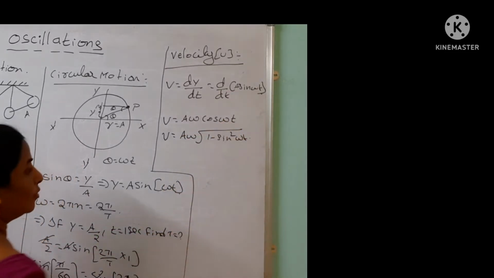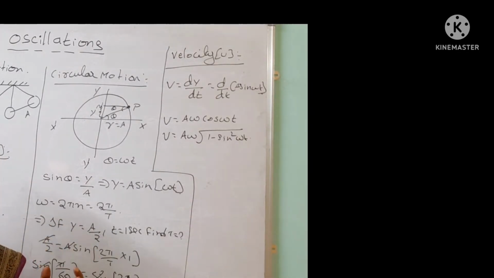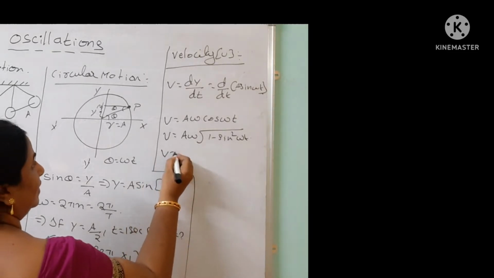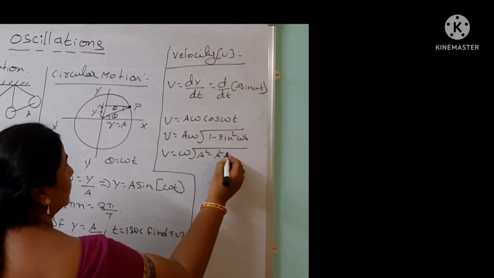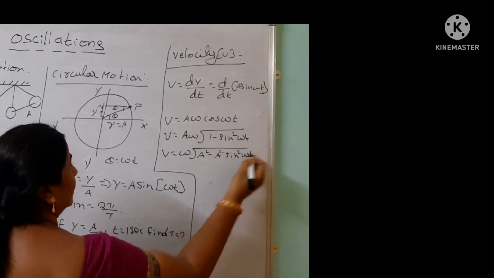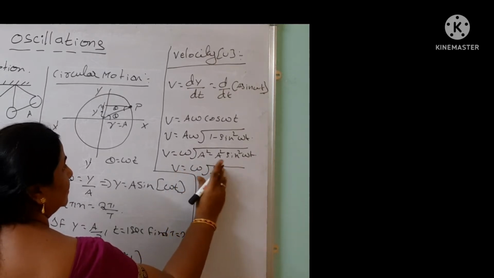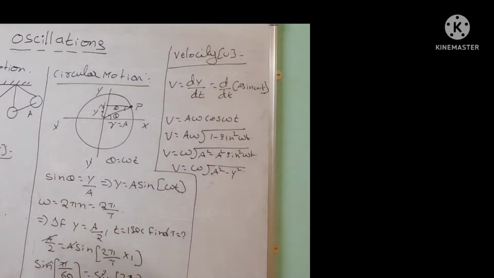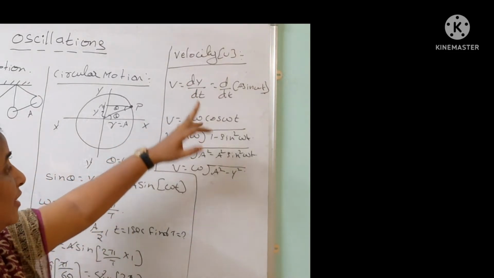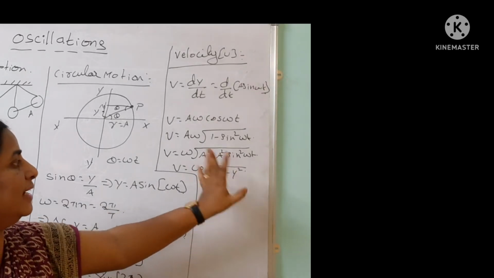You know that cos square omega t plus sine square omega t equals 1. If we want cos omega t, it means under root 1 minus sine square omega t. So we should write V equals omega into under root a square minus a square sine square omega t. So it should be omega into under root a square minus y square. See, this is in terms of angular velocity, amplitude and displacement.